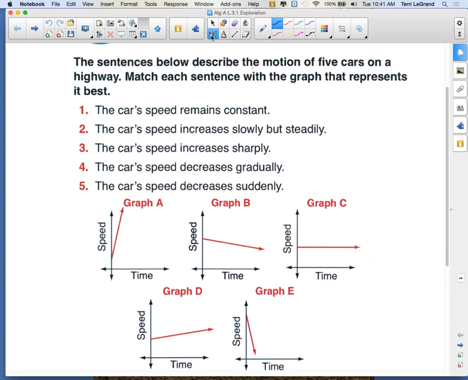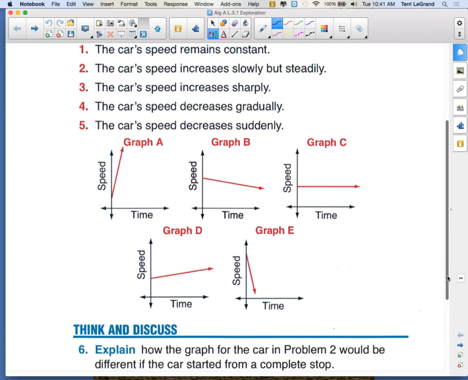Anybody want to offer up which graph you think shows car speed? First of all, I do need to point out, before we even answer these, that we always need to pay attention to what is on the axes, what's being represented. As we go across the graph, on all of these, time is being represented. As we go up the graph, or down, speed is being represented, how fast, okay?